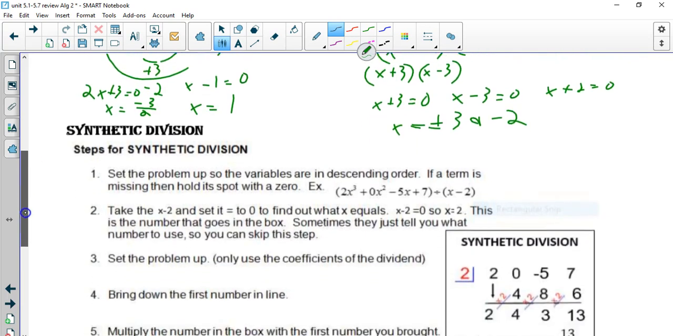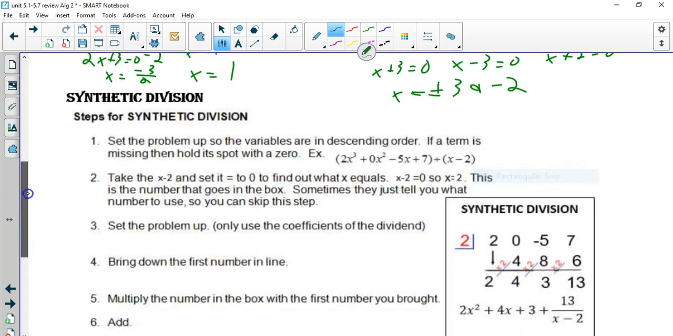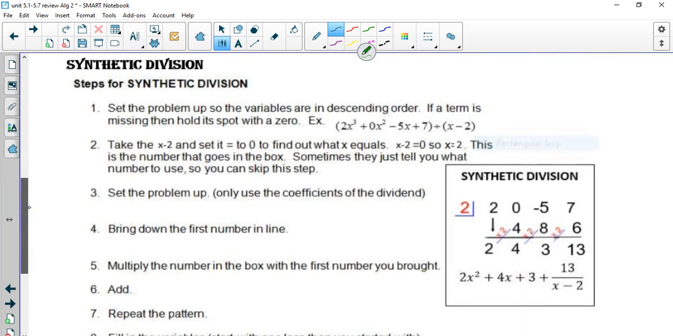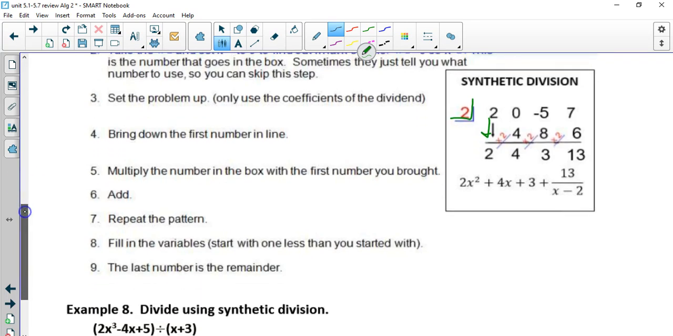Okay, synthetic division. Hopefully remember, even though there's quite a few steps to this, it is much nicer than doing long division. You can read on your own. You can hit pause if you want and read through. I'm not going to read through all these steps to you. We're just going to do the math. So remember, the number in the box, you're going to do the drop down, multiply, add, all the way through. So let's just dive into the problem.